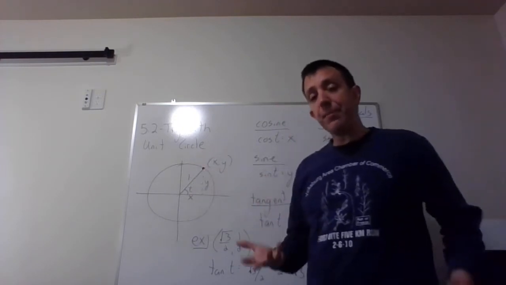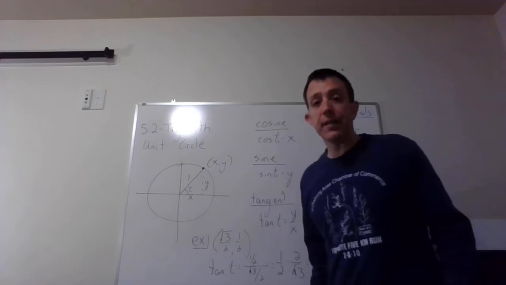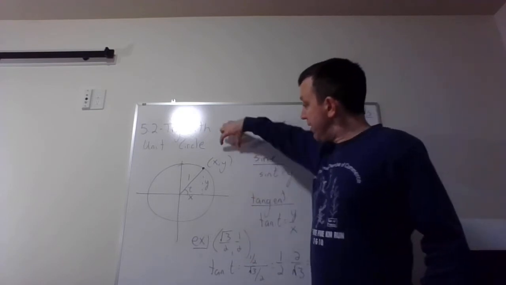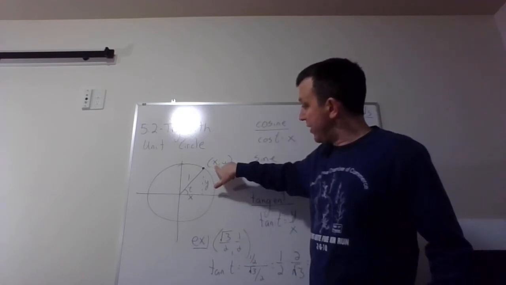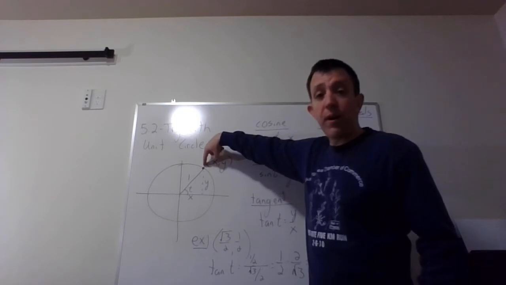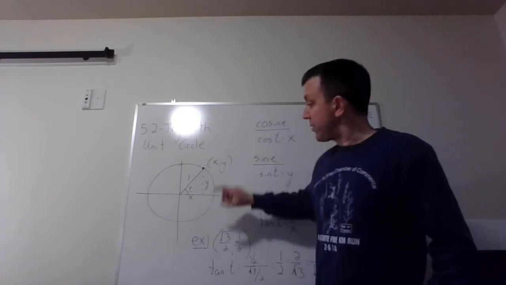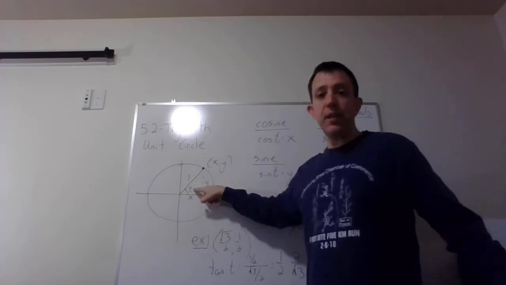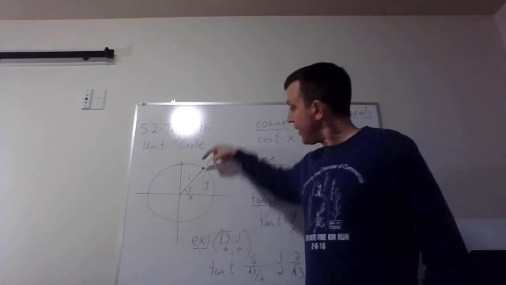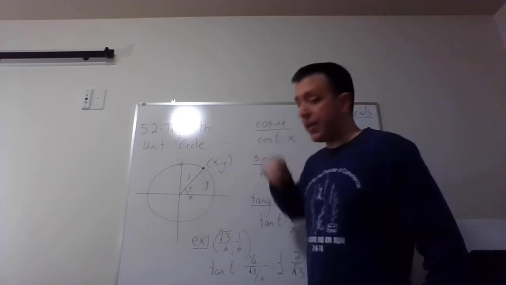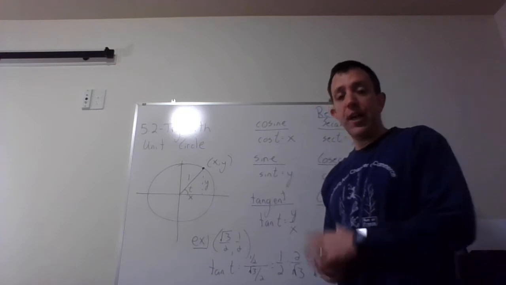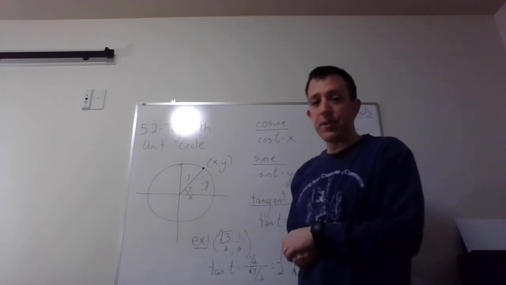Okay, and that's going to be the first way that we're going to define these trig functions. And we're going to define them in terms of points where our angle intersects the unit circle. So you can see here I have an angle T drawn into my circle, and the point XY where the angle hits the circle. And that's how we're going to work on defining these trig functions here in just a second.